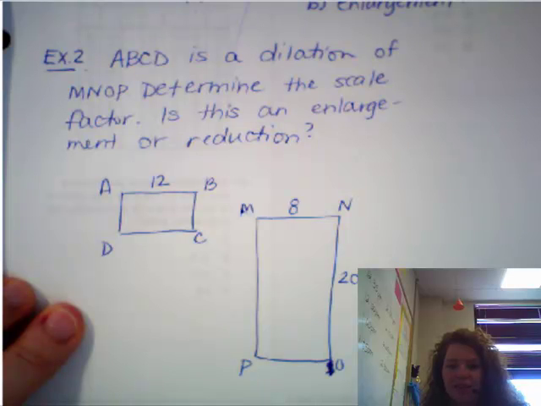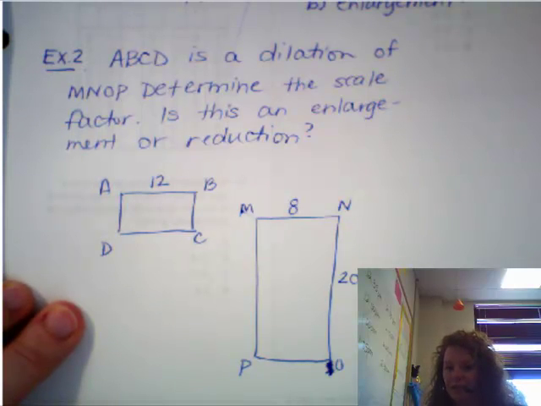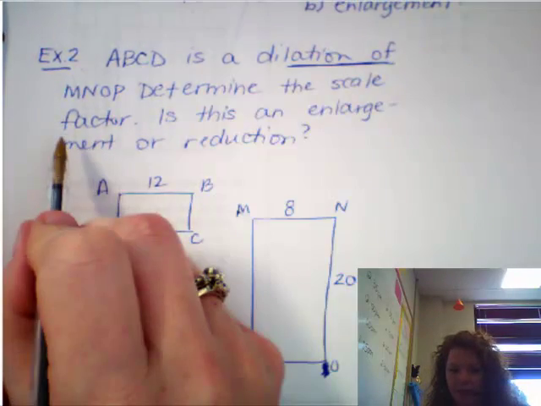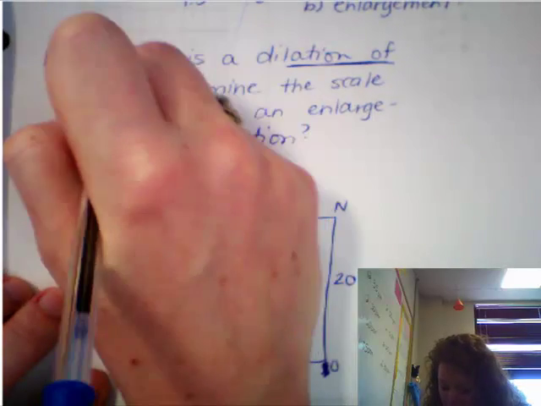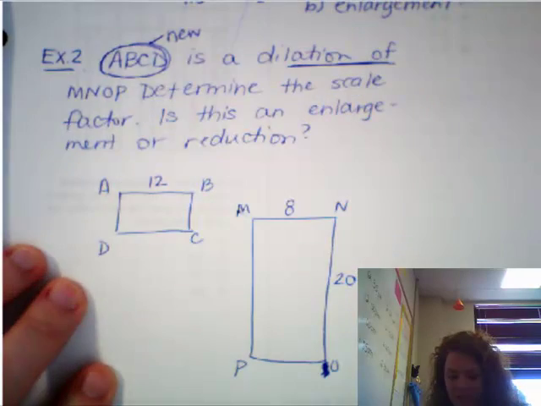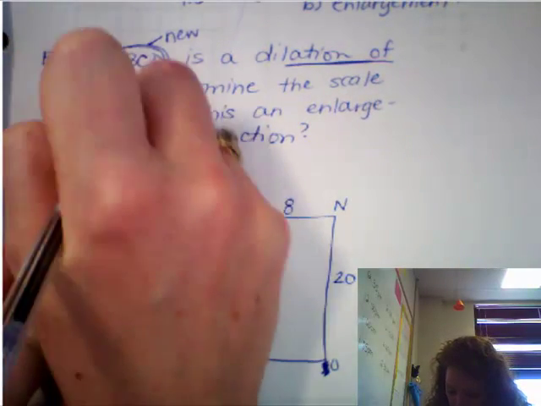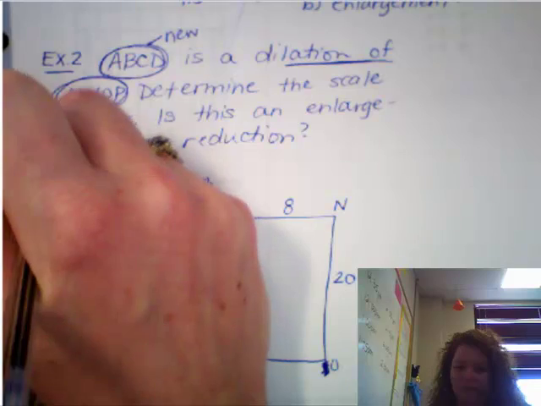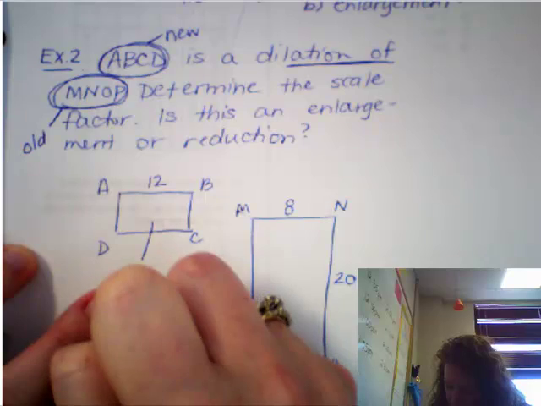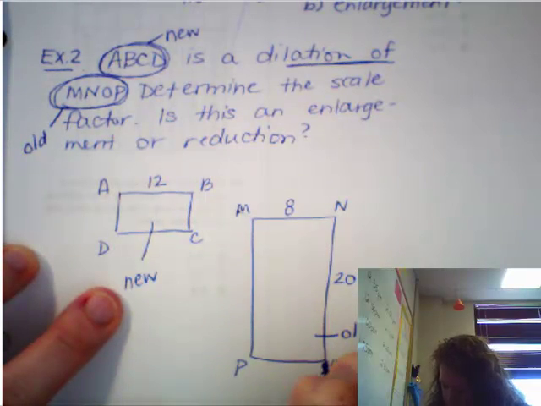ABCD is a dilation of MNOP. Determine the scale factor. Is this an enlargement or reduction? Okay, ABCD is a dilation of MNOP. So this is our new one. This is what we made. So ABCD is our new, and MNOP is our old. Okay, so let's label that down here. This is our new shape. This is our old shape.